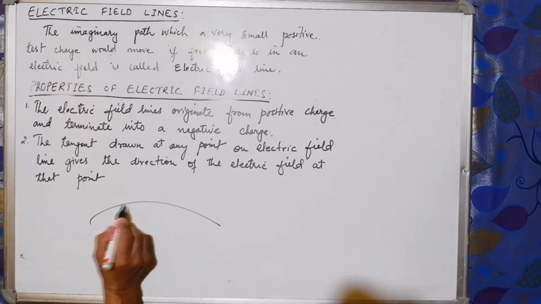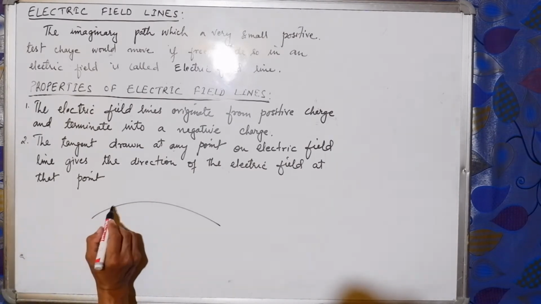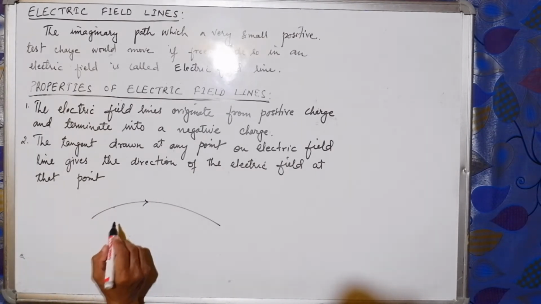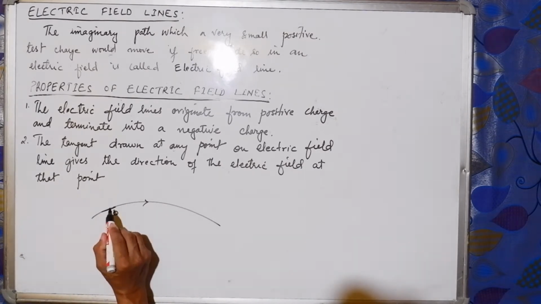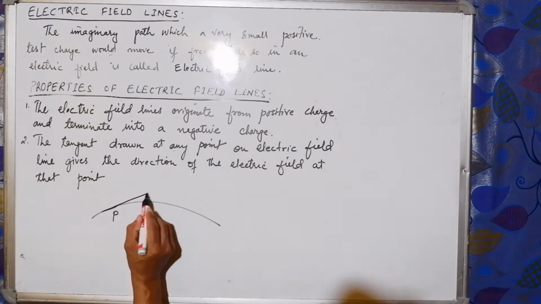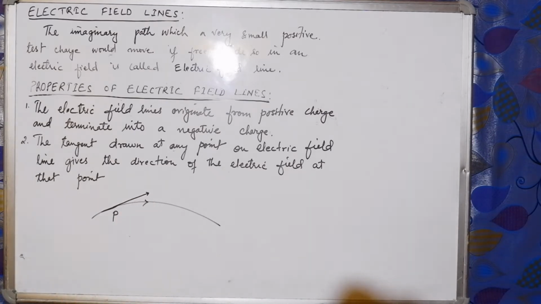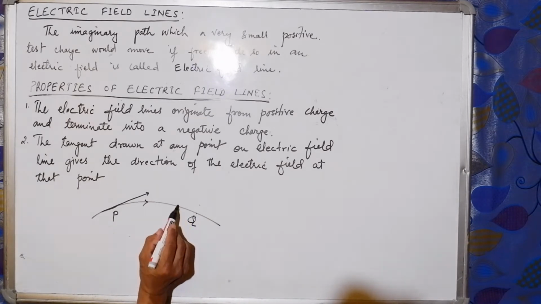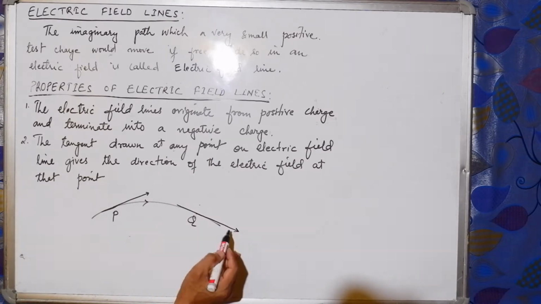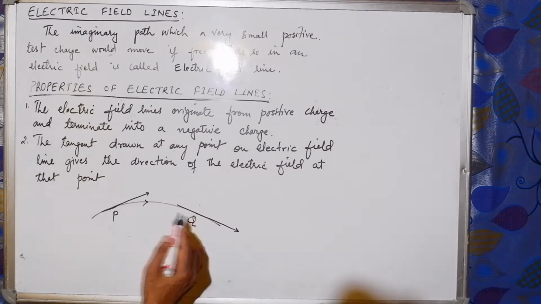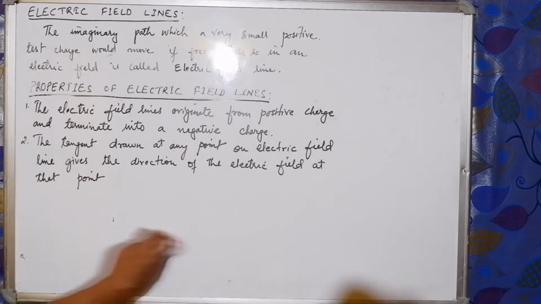So for example, if we have the electric field lines like this, and we want to know the direction of the electric field at point P, we just have to draw a tangent here, like this. The direction of the tangent will give us the direction of the electric field at point P. Similarly, if we want it at point Q, we just draw a tangent here. Let us say this is point Q. Again, we draw a tangent at point Q, like this. So the direction of this tangent will give us the direction of the electric field at point Q. Let's go to the next point.